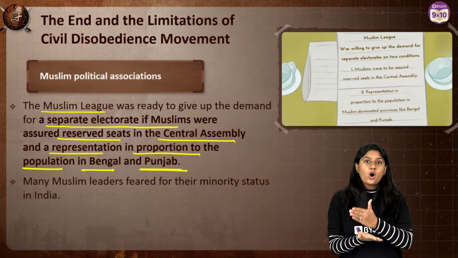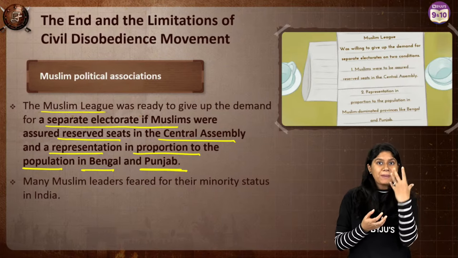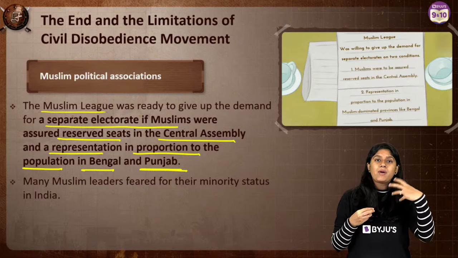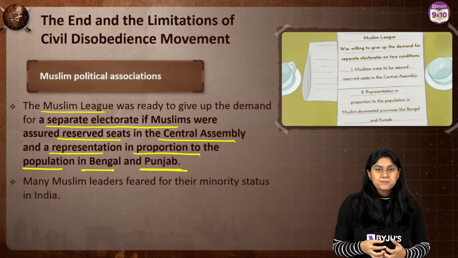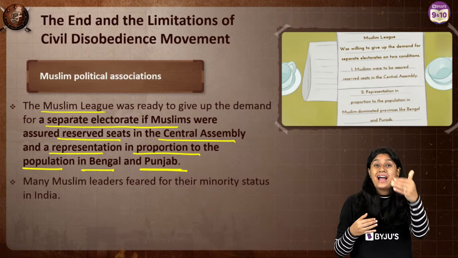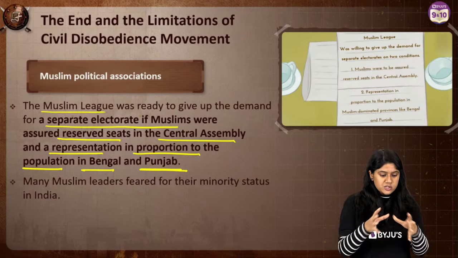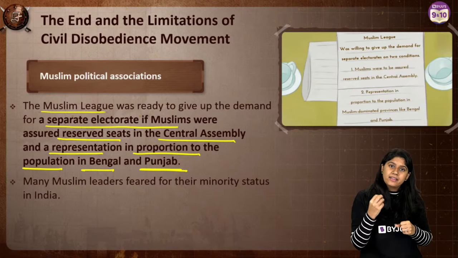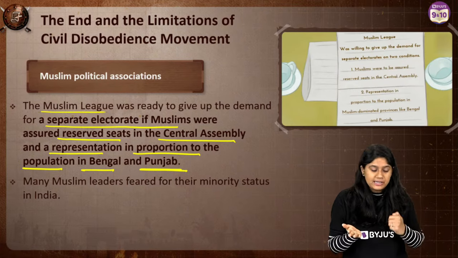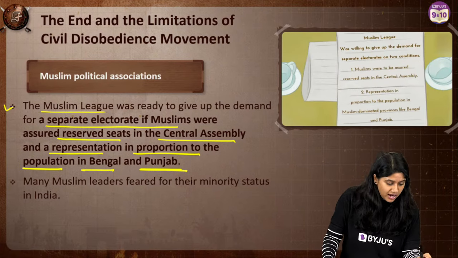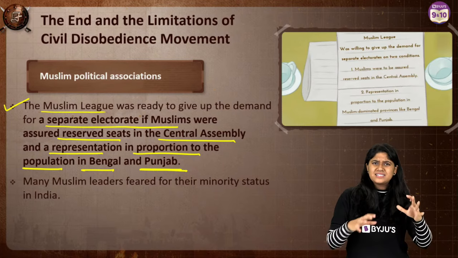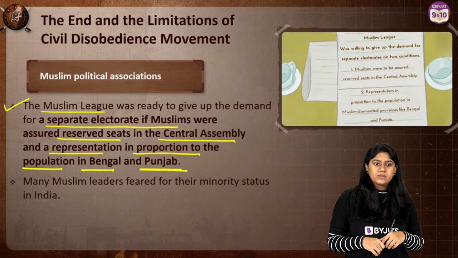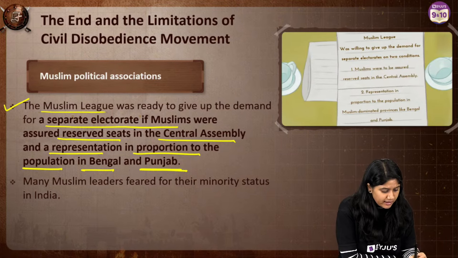First, of course, Congress was not paying attention to what the Muslim political parties had to say. They were not giving enough weight to what they had to say either. So in this case, the Muslim political associations felt that they had not been treated equally and fairly, right? They asked for a separate election. They said fine, we don't need it. We want a reserved seat in the assembly. Clear, everyone?